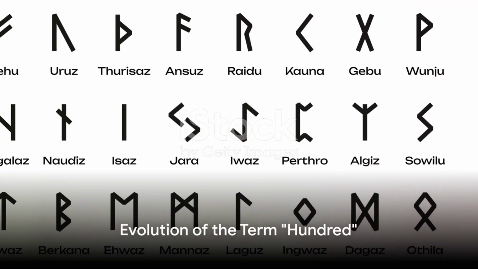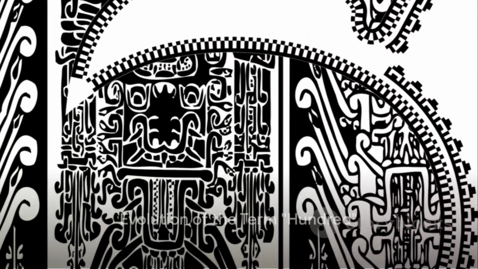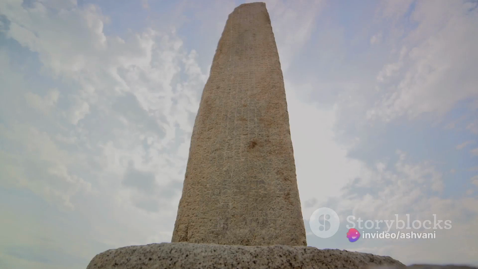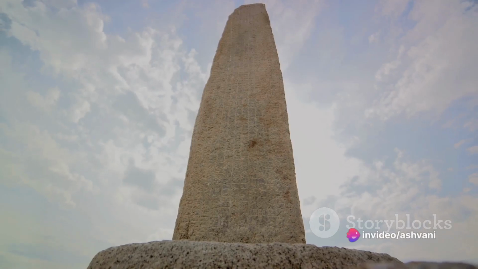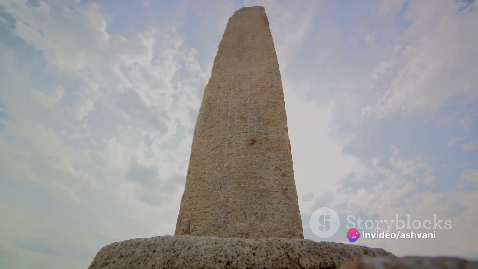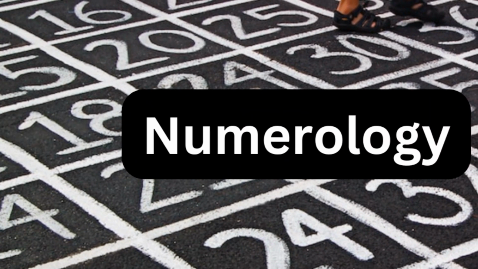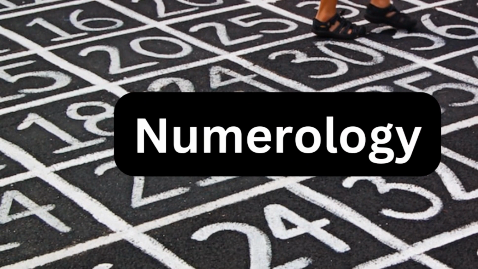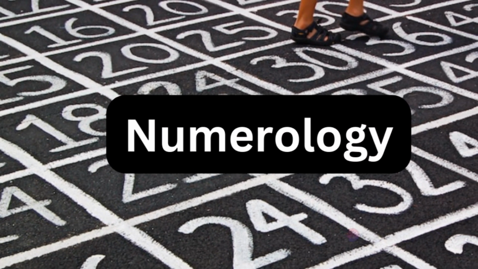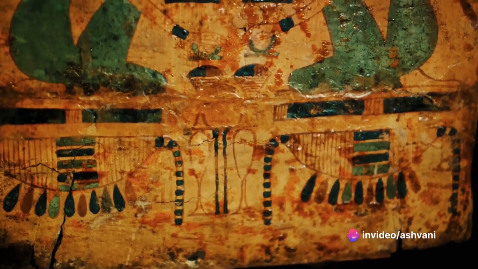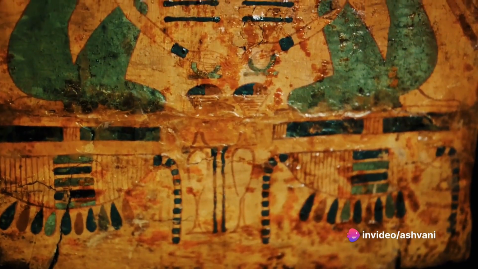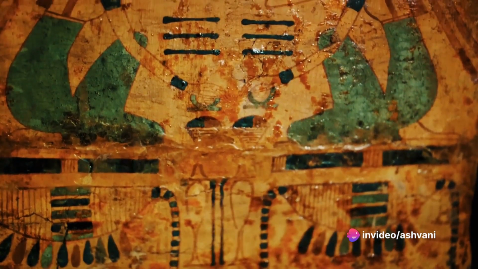Next, let's delve into the ancient Norse language. The term hundred comes from the Old Norse word hundrath, which actually represented the quantity 120. This linguistic journey shows us how language and numbers can evolve over time, changing our perception of what numbers mean. In essence, the term hundred originally referred to 120, not 100 as it does today.